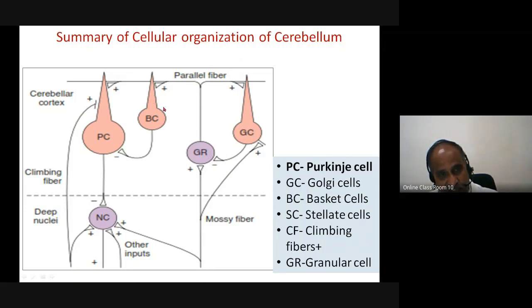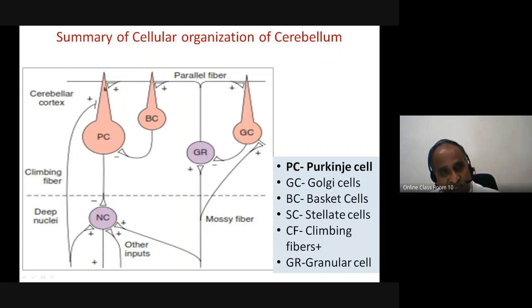That means the activation of the basket cell or the stellate cell inhibits the Purkinje cell even before the Purkinje cell action begins. That is the feed-forward inhibition. This is what these two cells do.